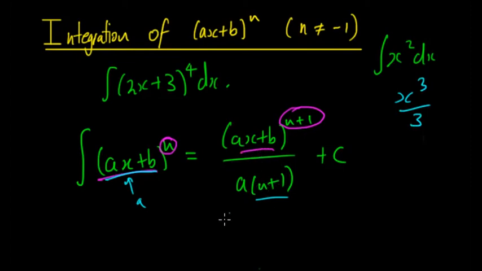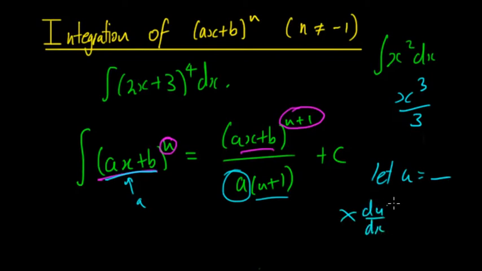However, the only new bit is that we have to divide by this a, which is the derivative of the inside. Before, when we used the chain rule, we let u equal something, and then we multiplied by du/dx. However, now it's 1 over du/dx, so we're putting 1 over a.